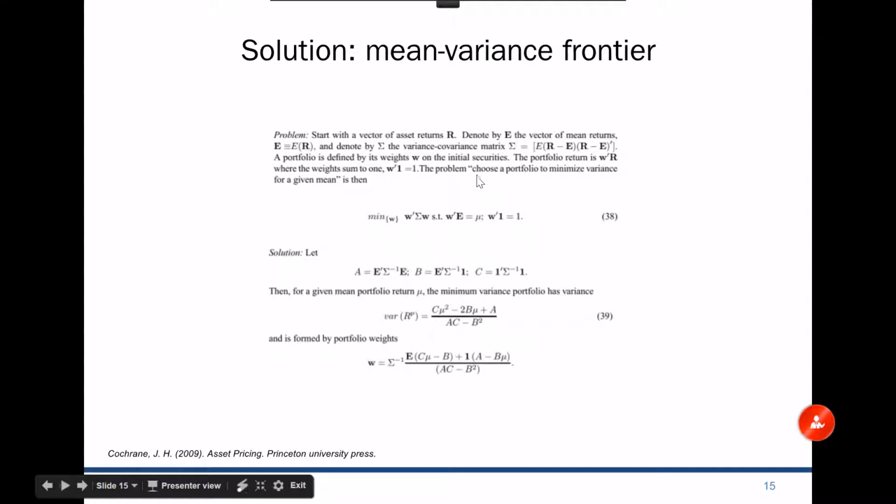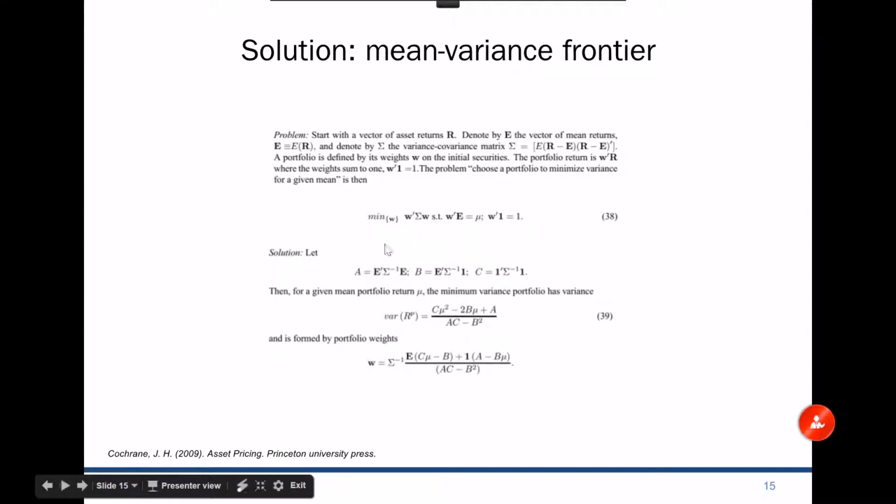Now the problem becomes: choose a portfolio to minimize variance for a given mean. Well, that is what we want to do. To express it mathematically, we want to minimize this variance, subject to our target return, and the portfolio weights should sum to 1. We don't put additional money in the portfolio. This one is easy to solve. So we have an objective function and these two constraints. Given these two constraints, we want to minimize this one.